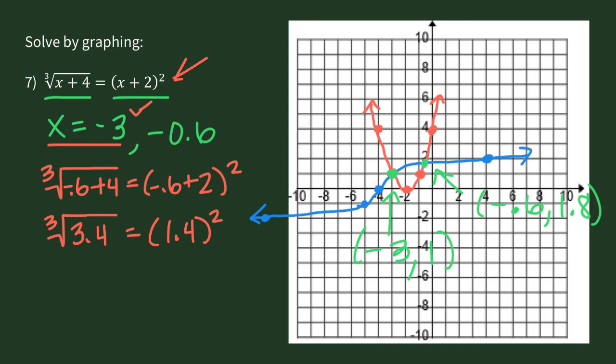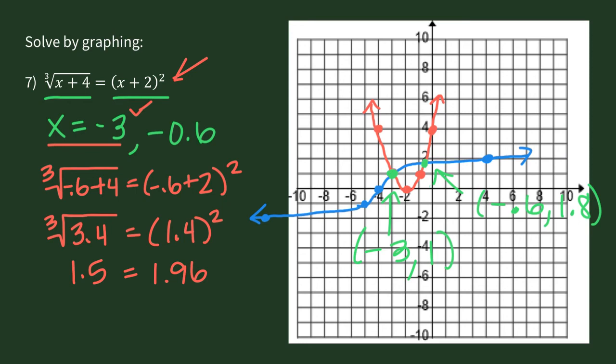And now I'm going to need a calculator, so I'm going to do the cube root of 3.4. If you don't have a cube root button in your calculator, cube root is the same thing as to the 1/3 power. So you could also try that, 3.4 to the 1/3 power. So the cube root of 3.4 is about 1.5, and then 1.4 squared is about 1.96. So they're a little off, and I think it's just because of the way I estimated, and we're just trying to get as close as possible. I think this is pretty close.